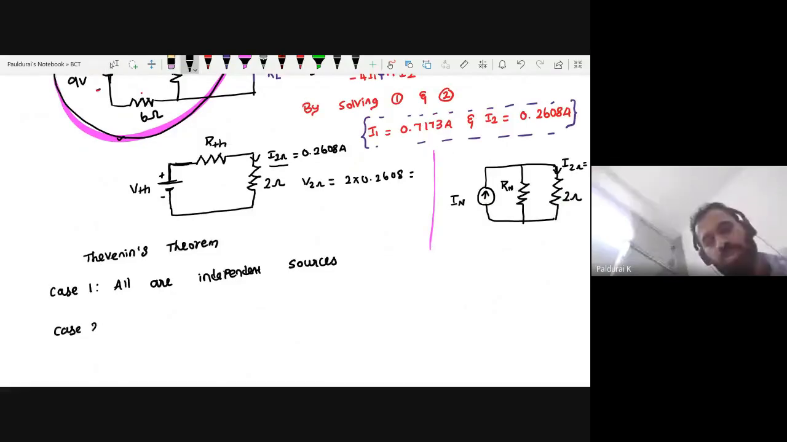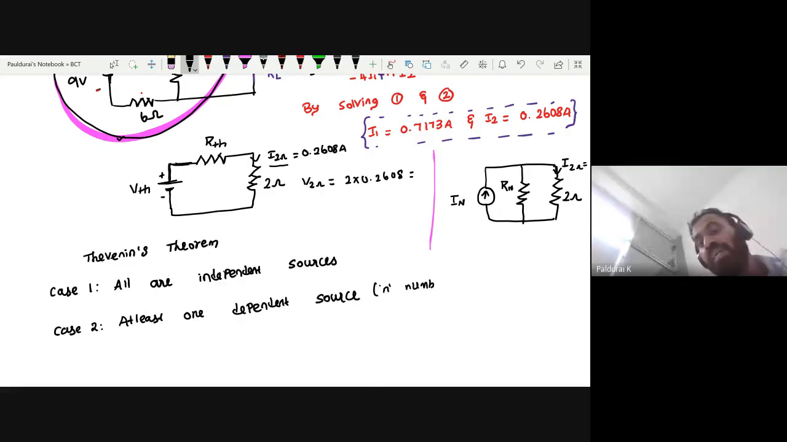Case 2, at least one dependent source. At least one dependent source means, what about independent sources? N number of independent sources, just for your reference I am writing. That is not a matter. But the thing is, you want to have at least one dependent source. At that time you want to approach some other way.